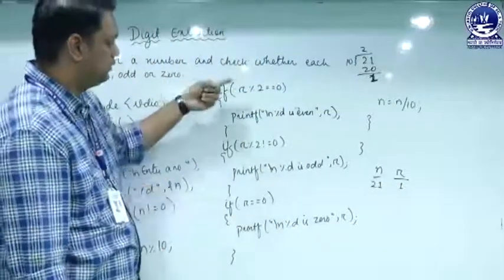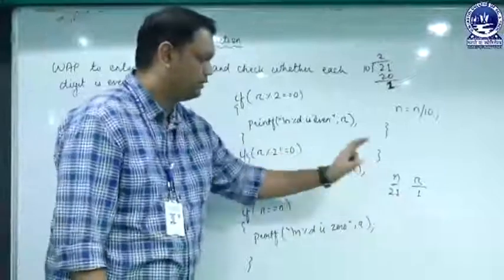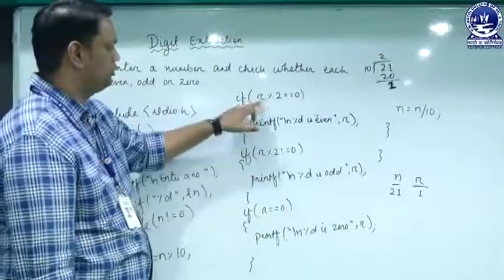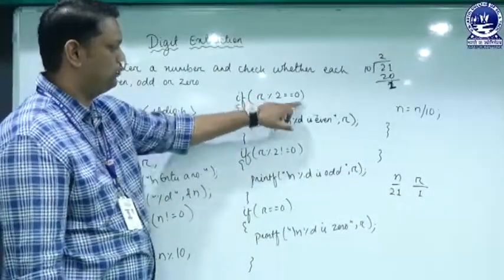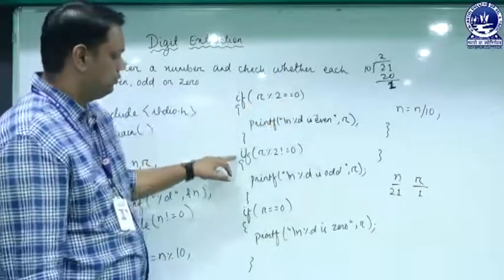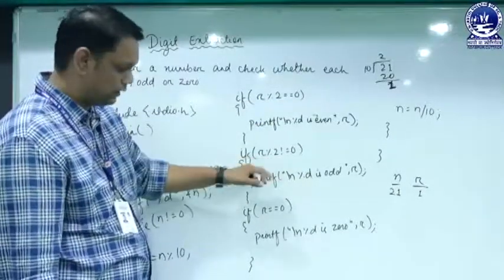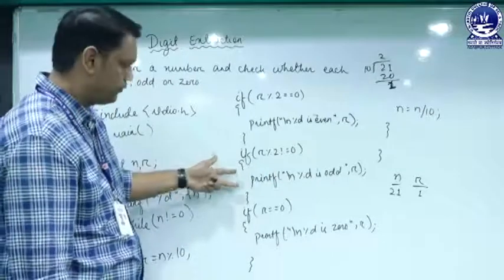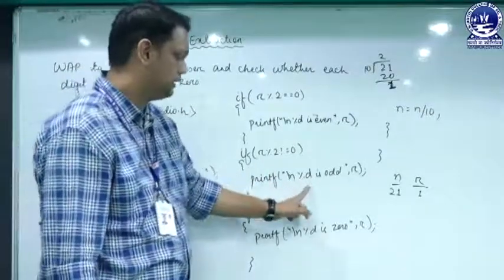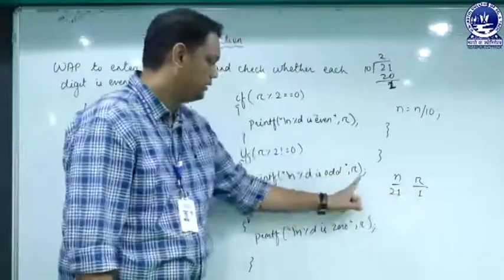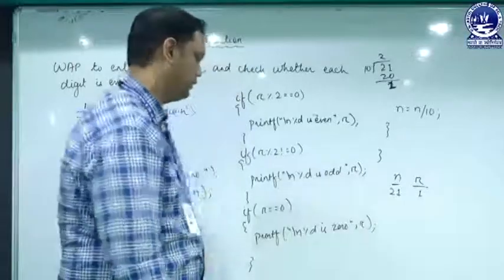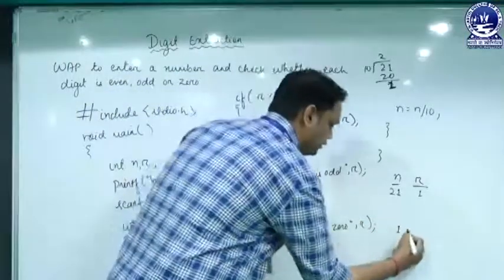Now we will check whether the value of r is even, odd or 0. So is 1 divisible by 2, is it equal to 0? No. Obviously r is not divisible by 2. That means the condition for odd will be true and it will print %d, and in place of %d, r will be printed. That means 1 will be printed. So it will print 1 is odd.